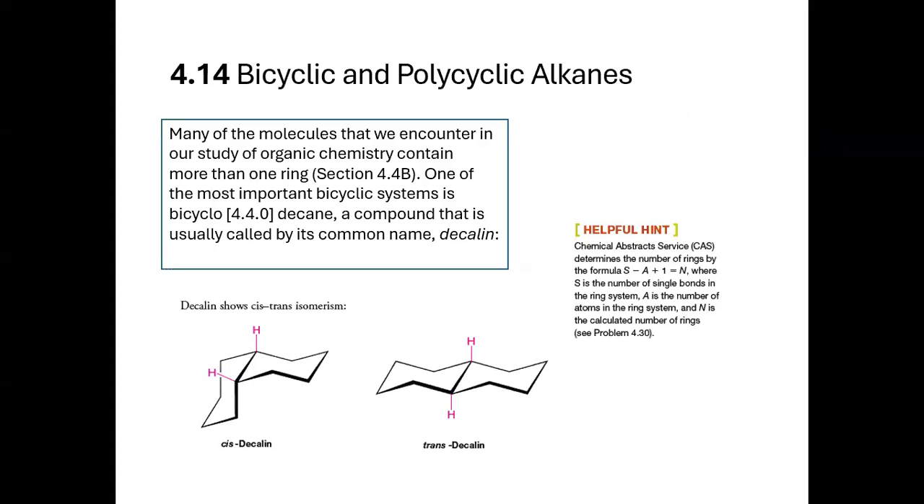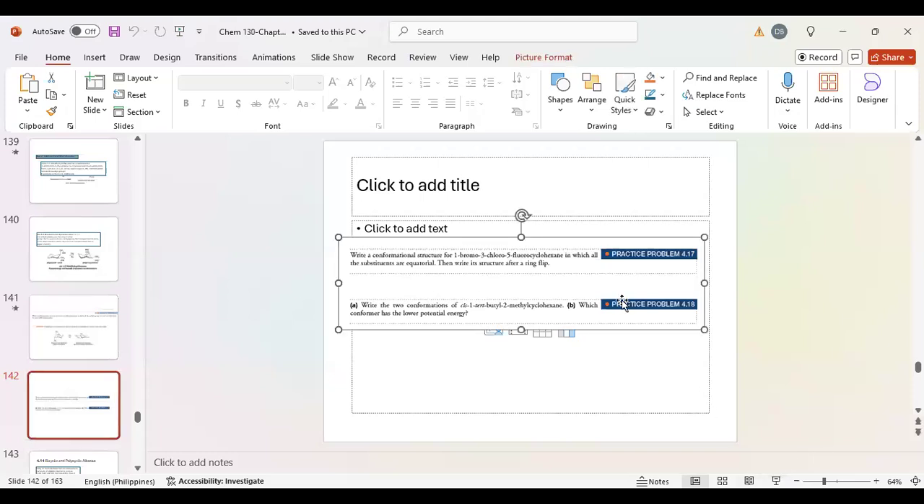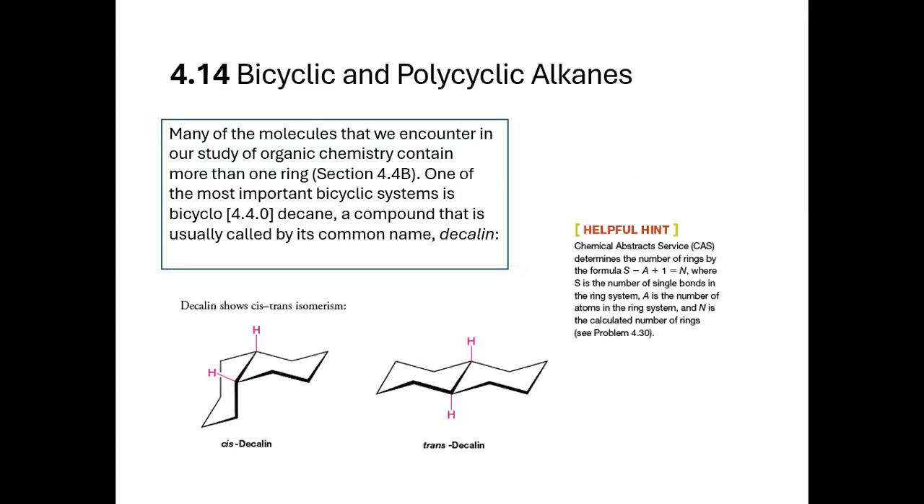Write the conformational structure for 1-bromo-3-chloro-5-fluorocyclohexane in which all the substituents are equatorial. Then write its structure after a ring flip. Okay. So, you will draw this. That will be your practice problem. So, that will be your problem set. I will post that. And then you can also have the bicyclic and polycyclic alkanes.